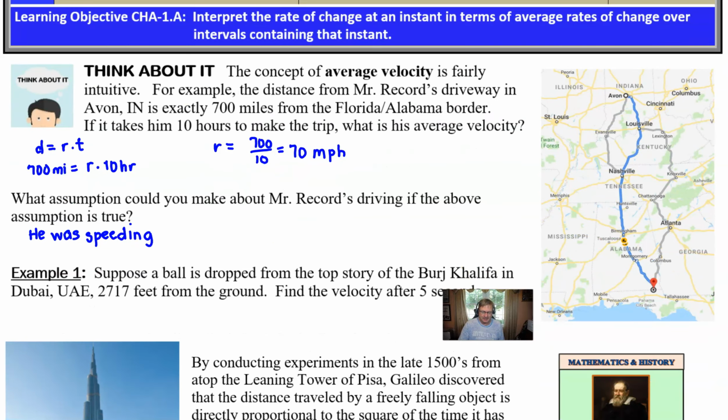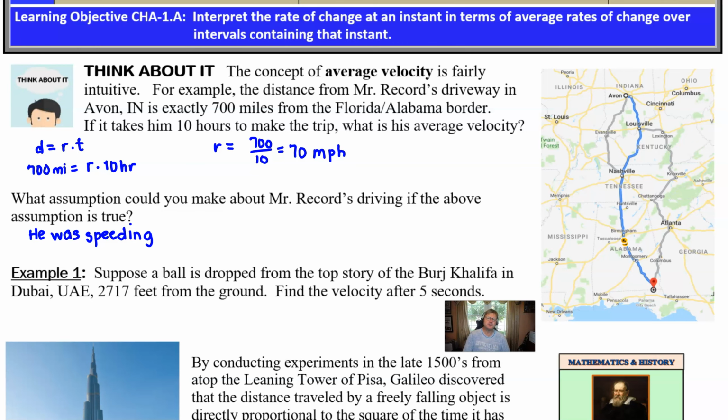Let's go ahead and take a look at our first concrete example. Suppose we wanted to take a ball and drop it from the top story of the tallest building in the world, which is the Burj Khalifa, located in Dubai in the United Arab Emirates.